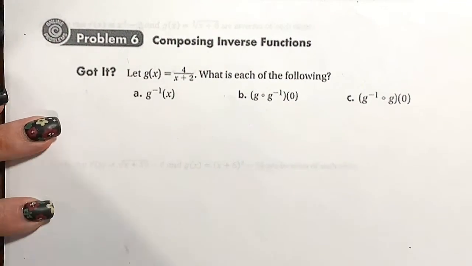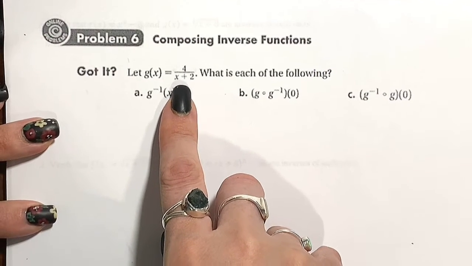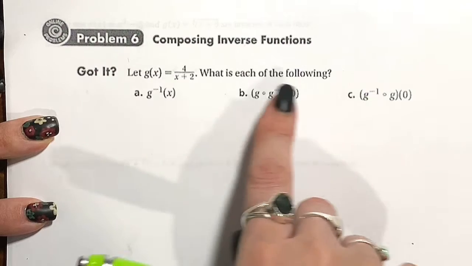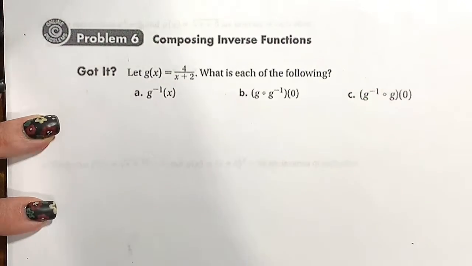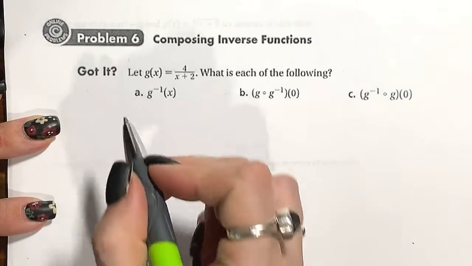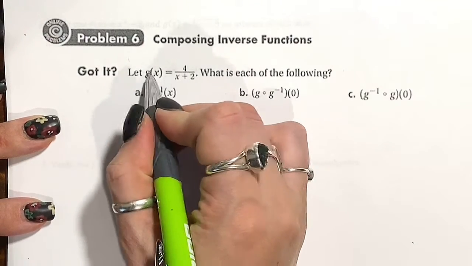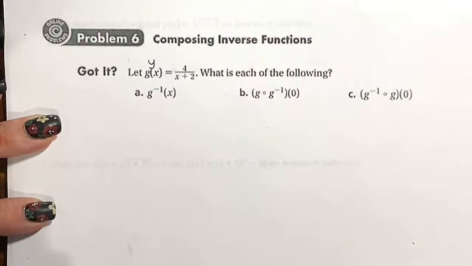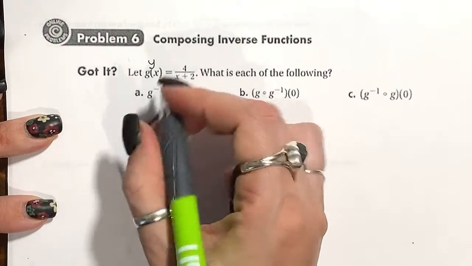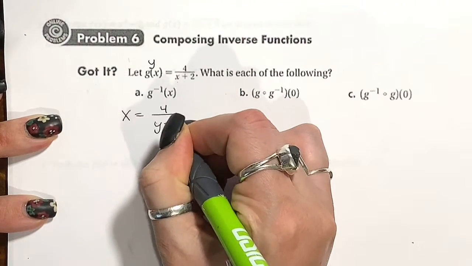So here we have this function g of x is equal to 4 over x plus 2. And then they're asking each of these following questions. For part A, they just want us to find the inverse of g. Remember, last time we learned to do the inverse. Essentially what you're doing is switching your x with your y, and you can think of g of x as being your y. So I'm going to switch these two places so that I get x equals 4 over y plus 2.